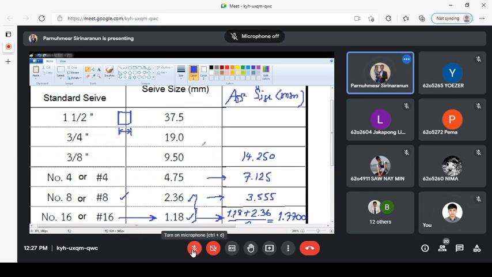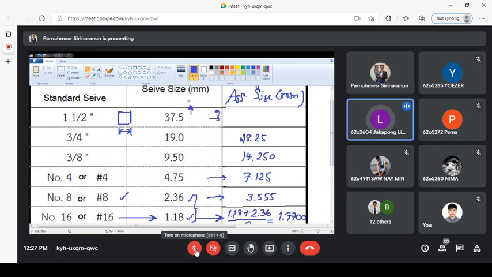How about the 3/4 inch? It's 28.25. Should 28.25 have 0 or not? No, because it already covers 4 significant figures. Yes. How about this number? Because you don't know the upper side, is it right that it remains the same? No, it does not remain the same.